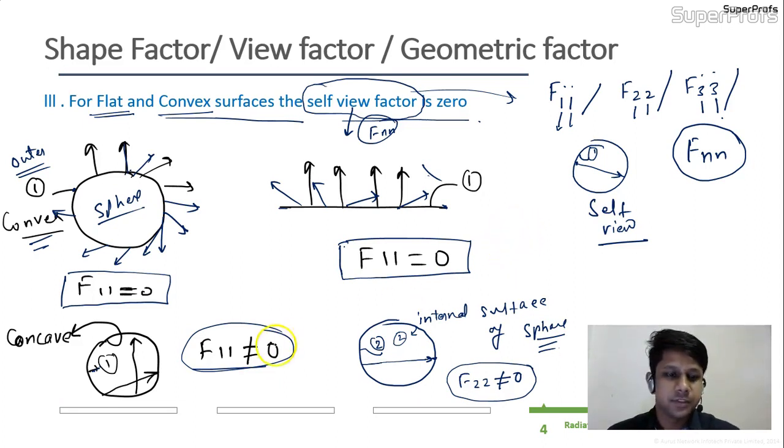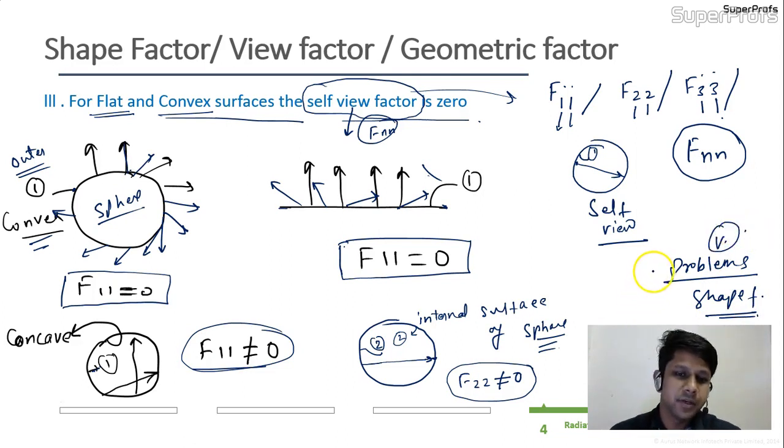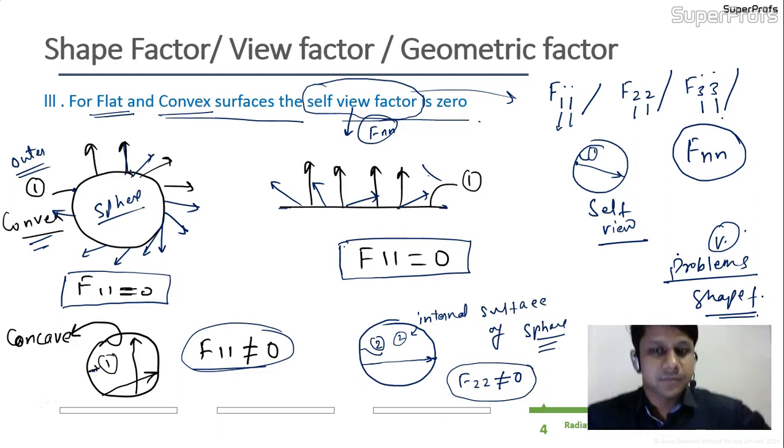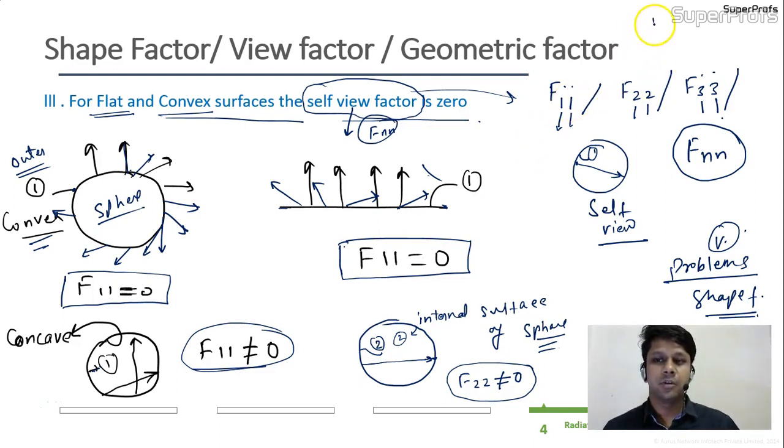For today's lecture, the time is not enough, so we will stop here. In the next lecture, we will do some problems related to the shape factor, because this is very important. Just by knowing the theory we cannot do anything. Then we will see the equations of radiative heat transfer for different cases, like a small body kept inside a large room, or heat transfer between two large parallel plates. These things we will discuss in the next lecture. For this lecture we will stop here. Thank you very much.